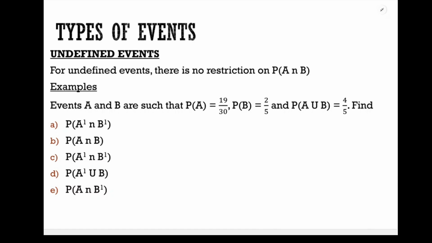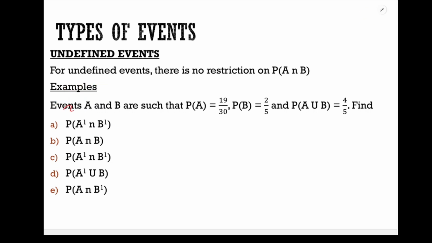Hello everyone, welcome back. In this lesson we shall look at types of events, and we are going to start by looking at undefined events. For undefined events, there is no restriction on the intersection. We don't have any restriction on the intersection. We shall see what this means as we look at numerical examples.